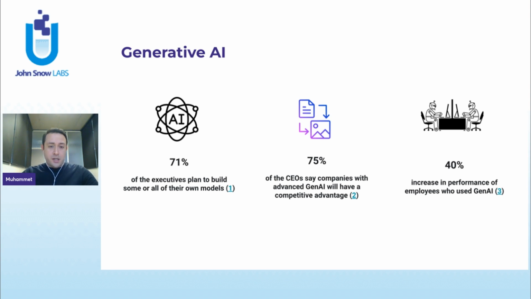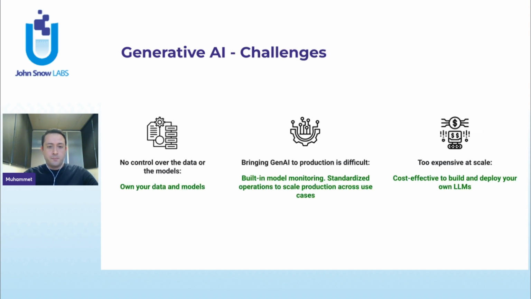Generative AI is the most popular topic in the AI world these days. Most of the executives plan to build their own AI models and implement them in production. And 75% of the CEOs say companies have a significant advantage from generative AI if they implement it into their production, according to the competitive advantages. They also say that there's an increase in the performance of the employees who use generative AI.